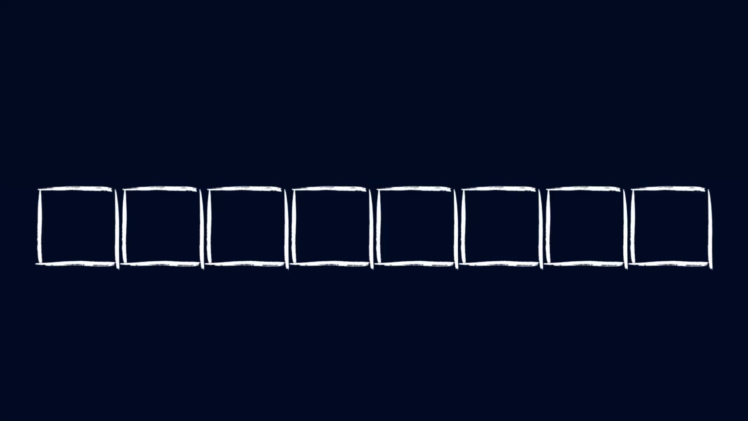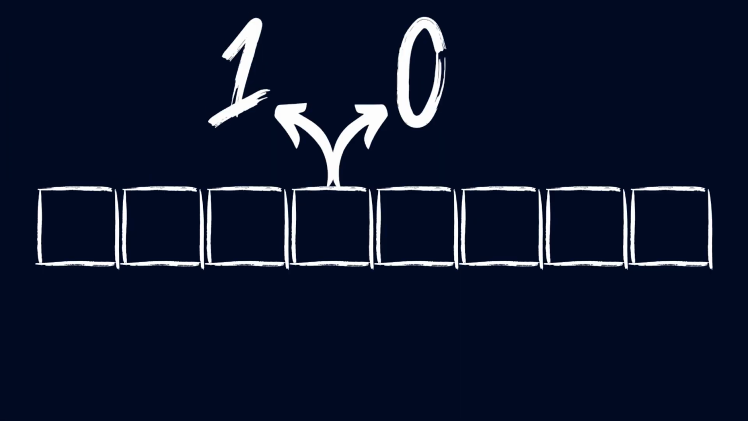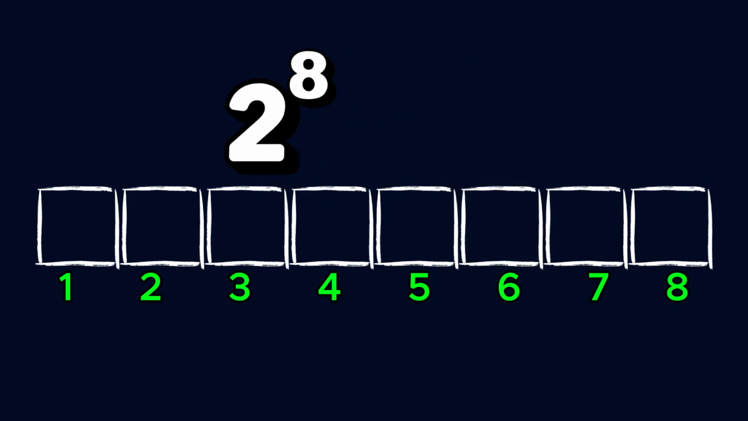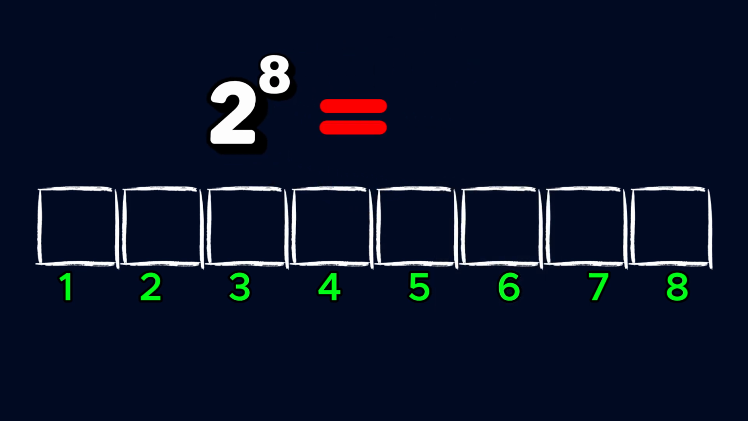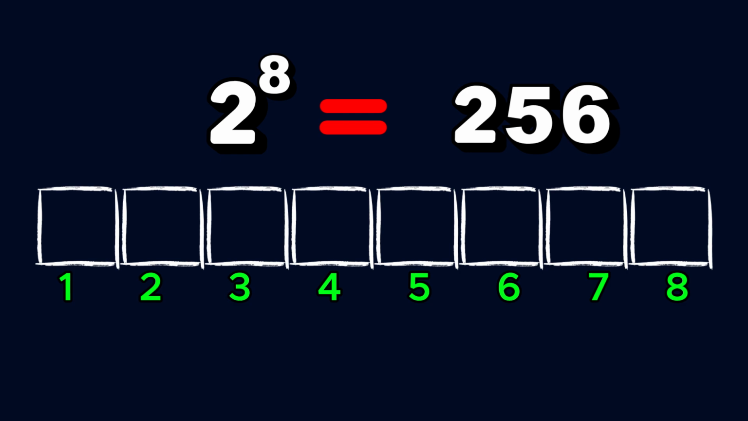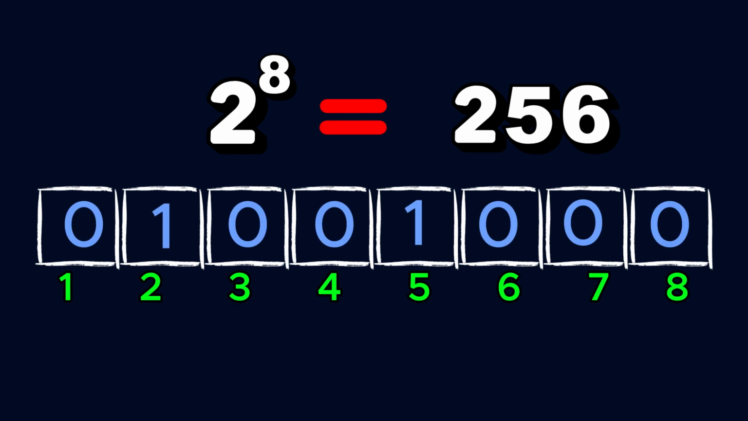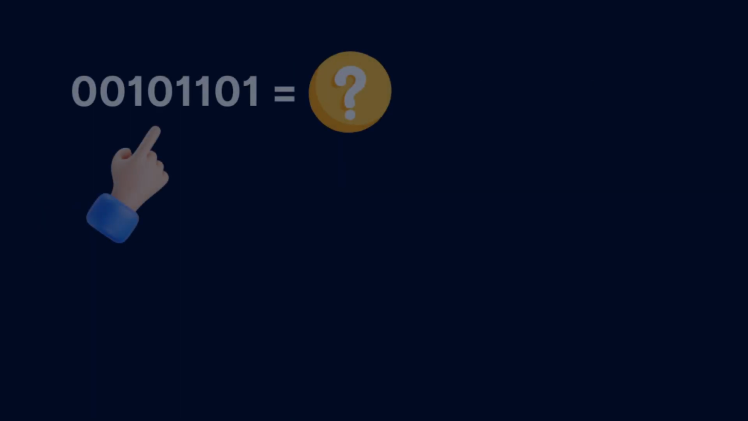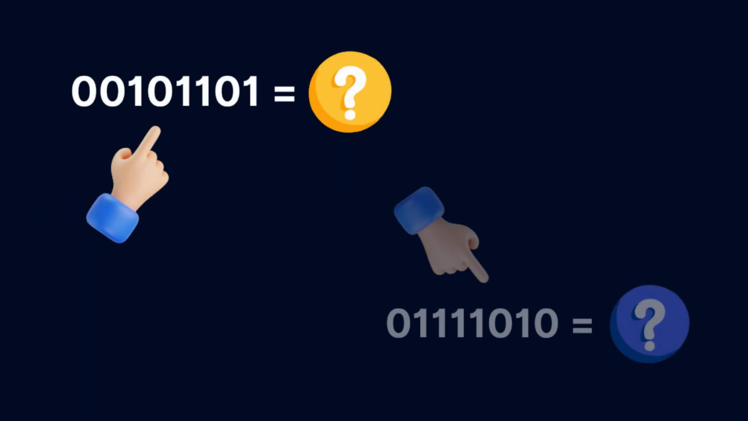Let's take a closer look at these 8 blocks. We can place a 1 or a 0 in each of these squares, right? There are 8 positions with 2 possible numbers in each position, so we can represent it this way: 2 to the power of 8. Solving this gives us a result of 256. You get 256 different combinations, with each combination representing a character or symbol. For example, this combination can represent one thing. That combination can represent something else.